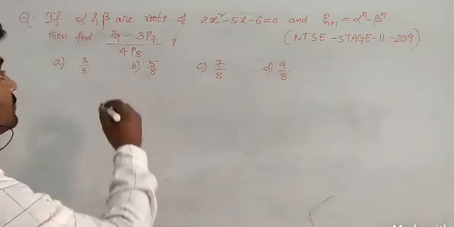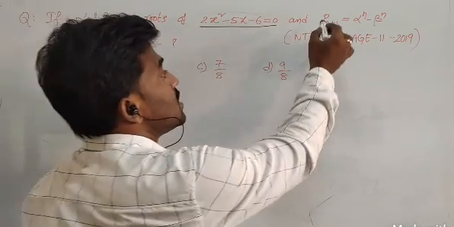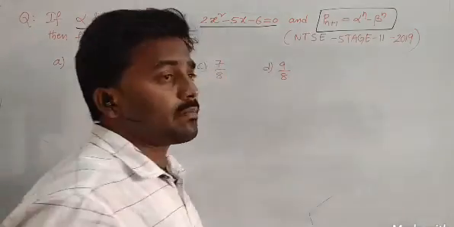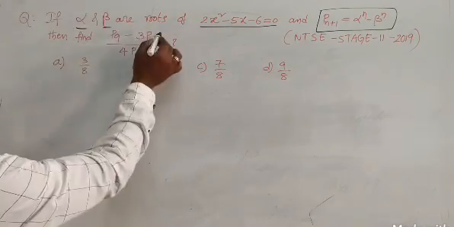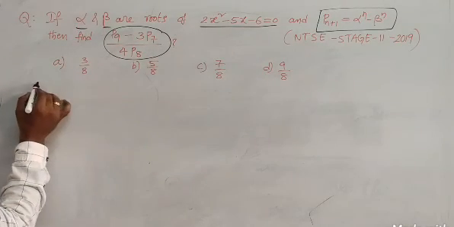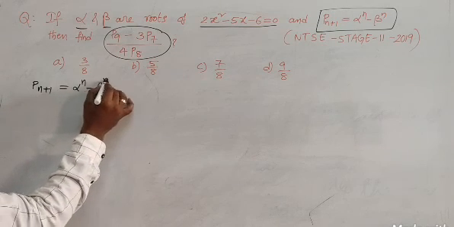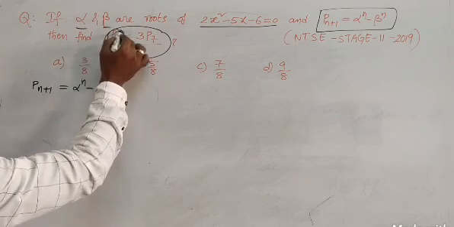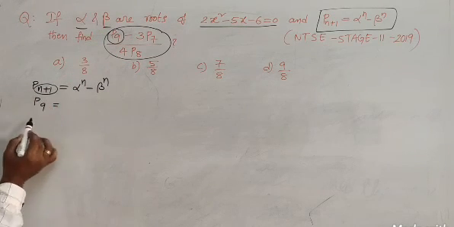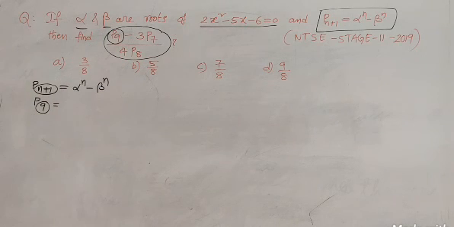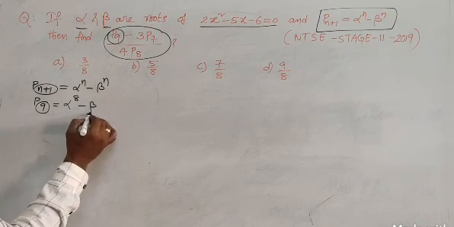What is given here? Alpha and beta are the roots of this quadratic equation, and one condition is given: P(n+1) = αⁿ − βⁿ, and we want to find this one. We want to find P9. If you substitute n equal to 8, then we will get P9. So it is nothing but alpha power 8 minus beta power 8.